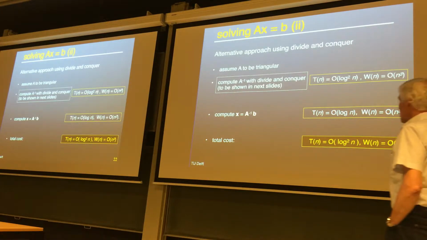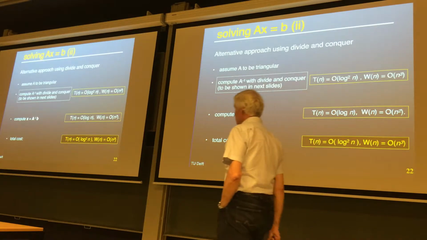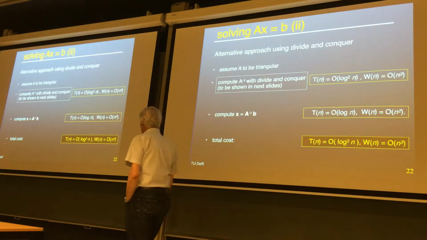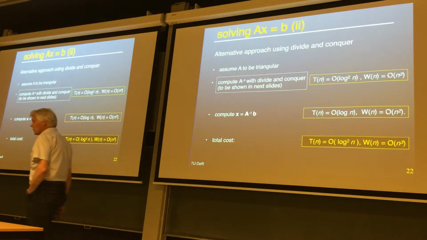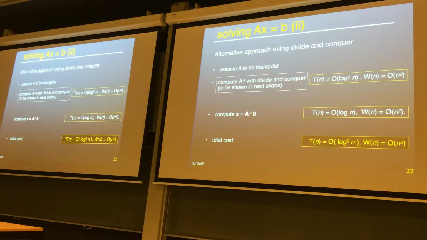And that means that the total cost here equals log square n time and an amount of work of O(n^3). And that's of course much faster than we would achieve by trying to simulate this backward substitution method. So this is an alternative for the backward substitution. And the most important step here is how to come up with an inverse A^-1 for a triangular matrix.